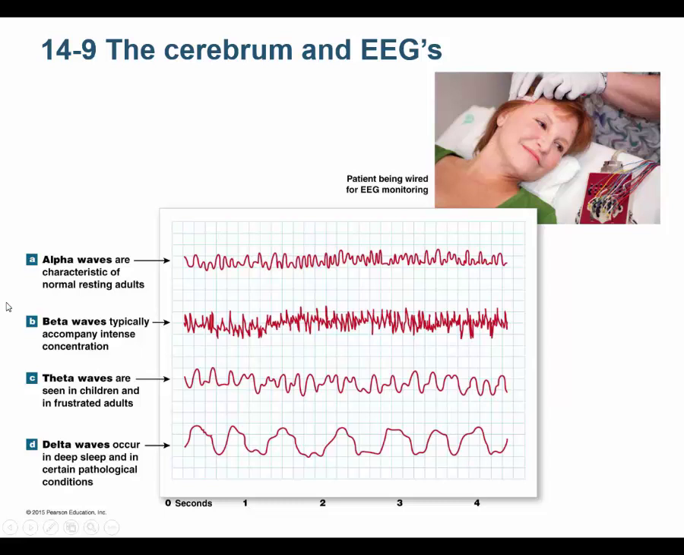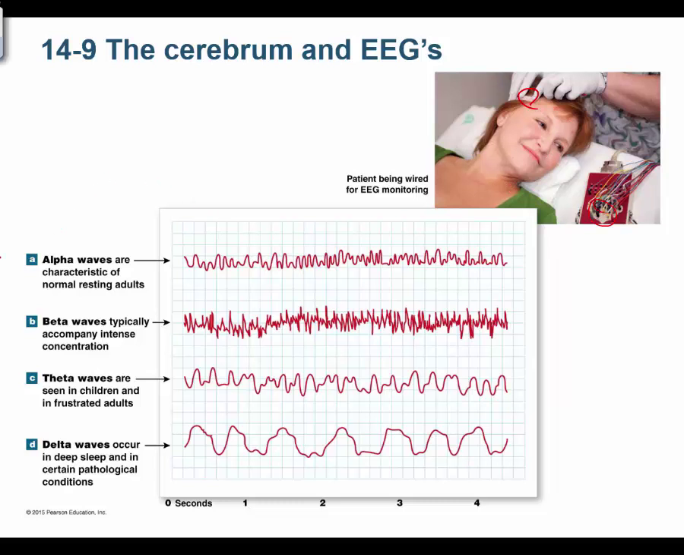All right, electroencephalograms. These are picking up brain waves. So you hook these monitors to your scalp, and you can see them hooking the monitors to the scalp right here, and they're picking up brain waves. So what kind of brain waves do we pick up?